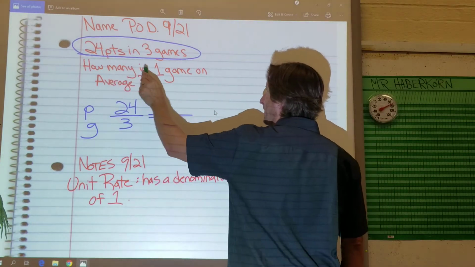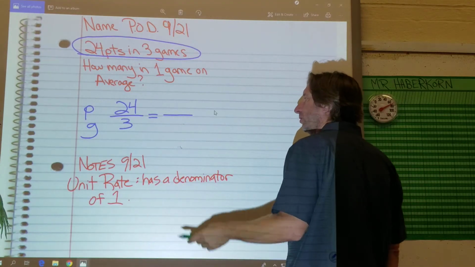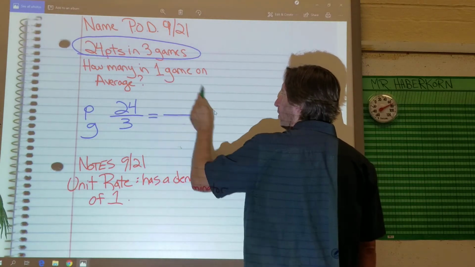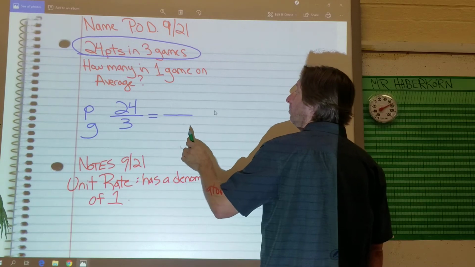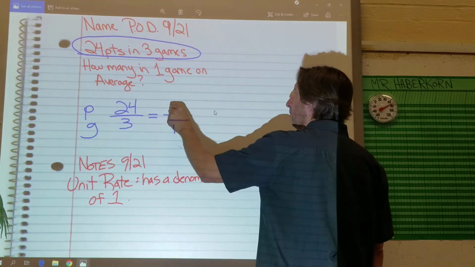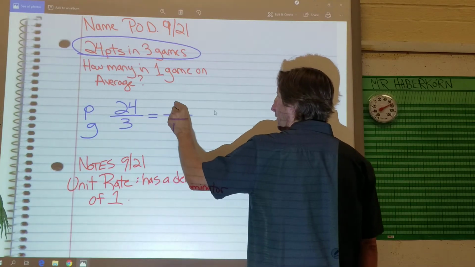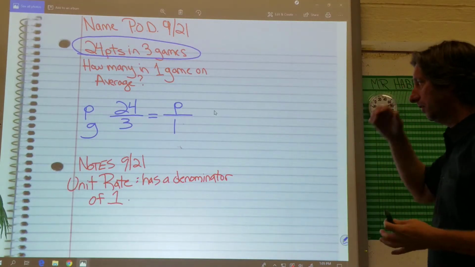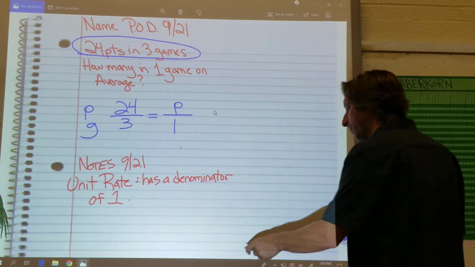It says how many in one game on average. So one game, where's that 1 going to go? Correct, it's going where the G is, so it's going on the bottom. When we put our variable on the top, I could put P, or I could use X, it doesn't really matter. And then we just solve our proportion like we've been practicing.